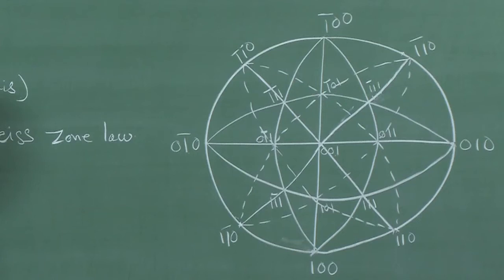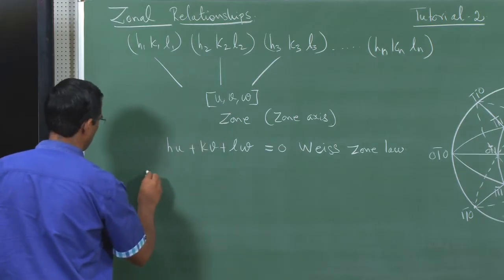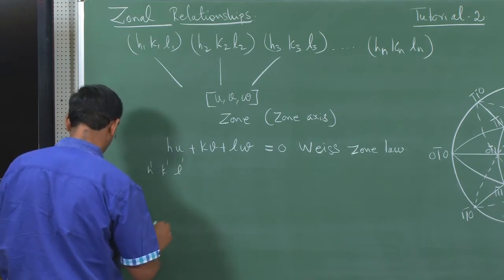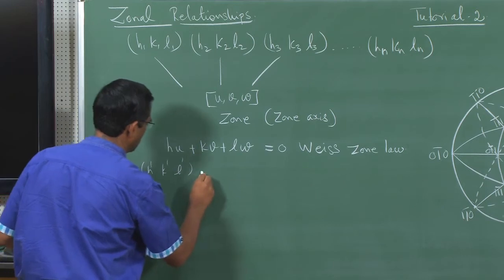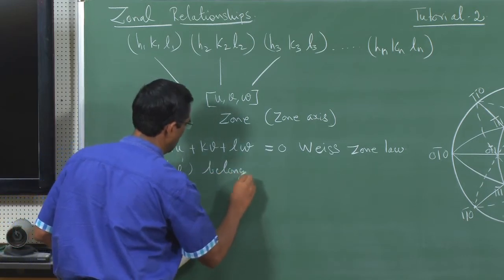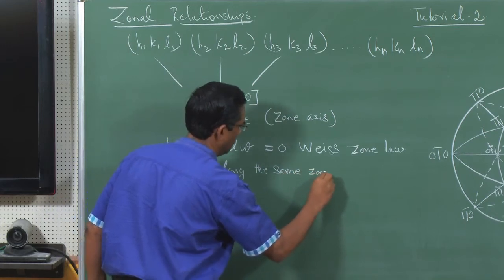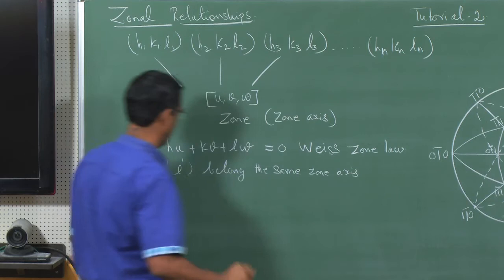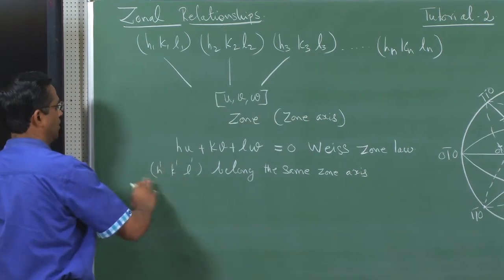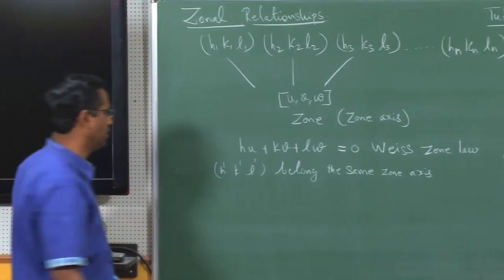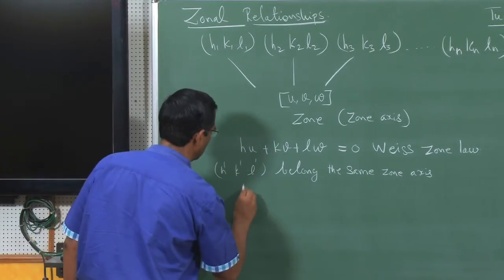Okay. So, now I will write some more zonal relationships. Suppose you consider h dash, k dash, l dash belong to the same zone axis. Suppose you find some other pole, apart from these, that also belongs to this zone axis, then that also will follow this rule.